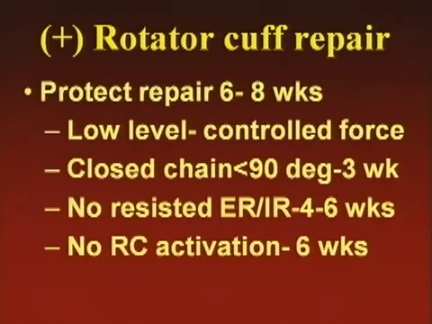Low level at 6 to 8 weeks, you do a low level of controlled force, and how you control the force is by closed chain, moving your body around your arm rather than moving your arm around your body. Keep below 90 degrees for 3 weeks, no resisted internal external rotation. You can do some passive things by 3 or 4 weeks, but certainly it's no resisted, where you're putting a load on this even down at your side. And no active rotator cuff activation, such as any type of open chain, for at least 6 weeks.